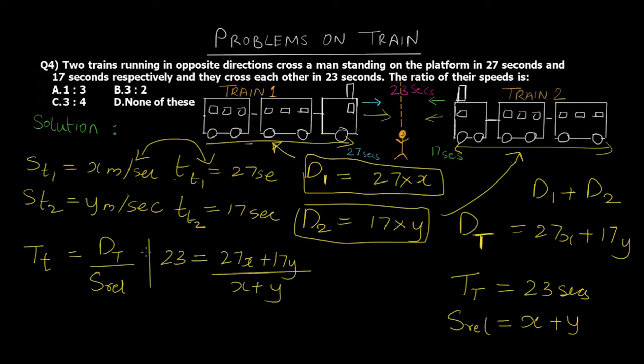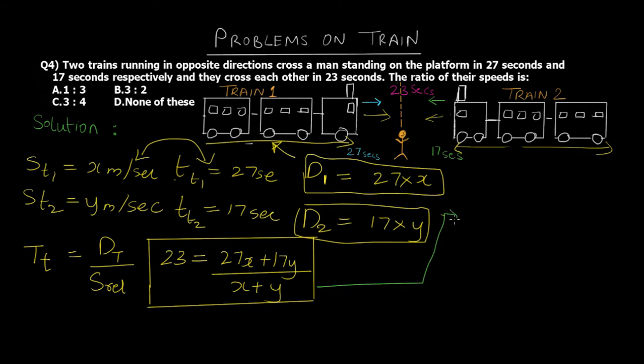Now this is the equation that we need to form, and now we can go ahead and solve this to get the ratio. The ratio is going to be between the two speeds. That is, we need to form an equation wherein we have x by y. So let's continue this over here. Once we have this equation formed, we can then go ahead and simplify it. So we can say 27x plus 17y is equal to 23 into x plus y.